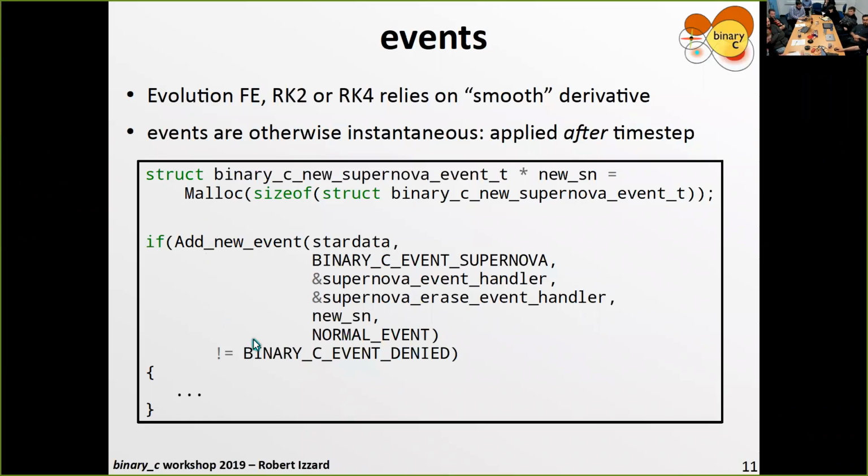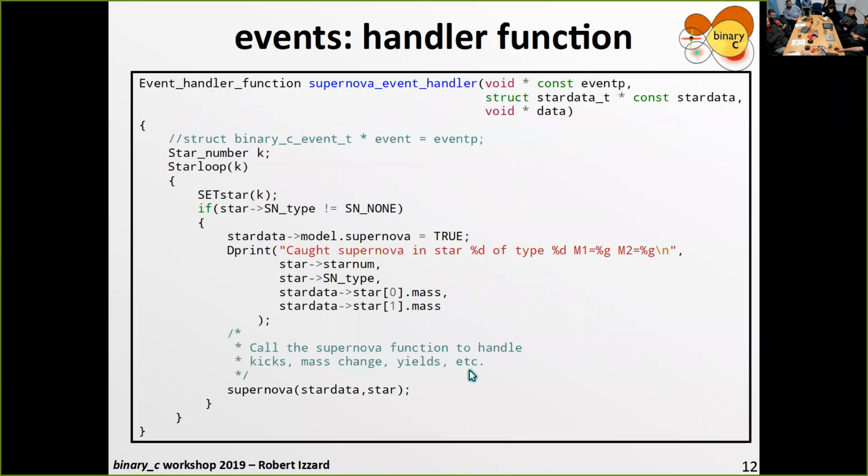So that's where it goes through, and you have to check that it's not denied. There are cases where it might be denied if, say, something else has gone wrong with the code and then you reject it anyway. Very rare that that happens. Your event handler function does all the physics that should happen, but assuming that it happens instantaneously. Okay. So in your supernova event handler, you can get the event stuff from the event pointer if you want. Star data is passed in, and you just do whatever physics you need to do. It calls the supernova function in this case.